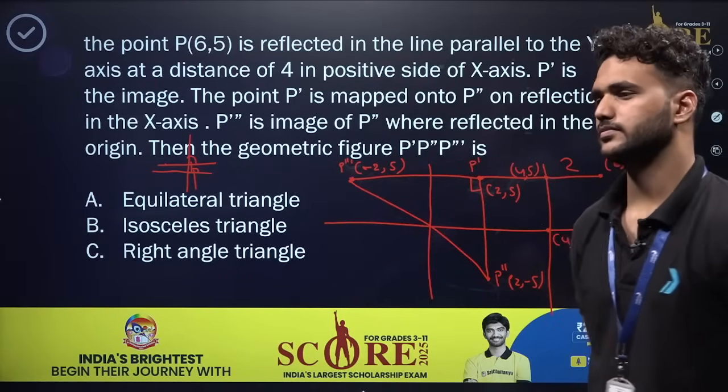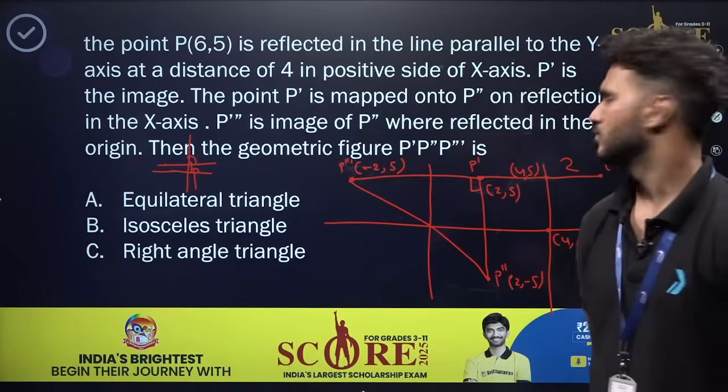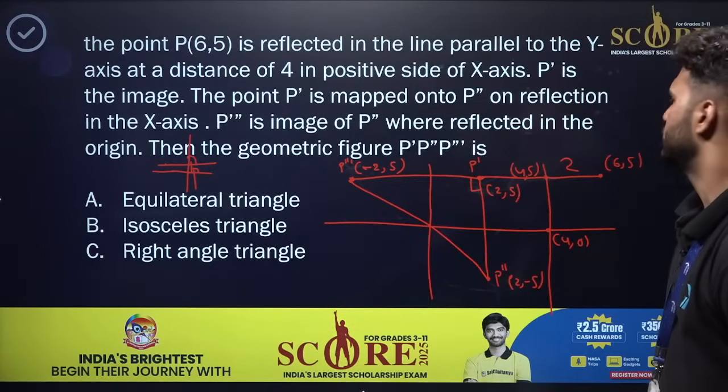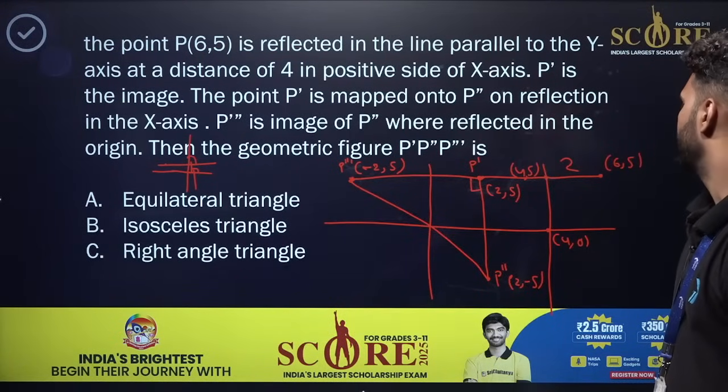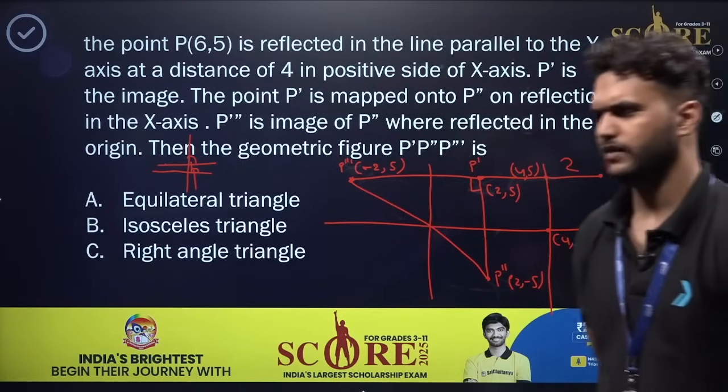Am I right or not? The area of this triangle will be 20, I guess. Because 2 and 2, 4, yeah. And 5 and 5, 10. 10 into 4 divided by 2, yeah. It will be 20 for sure.